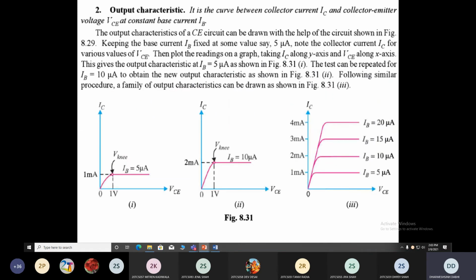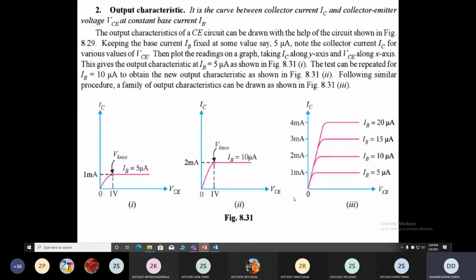So let's check this characteristic here. You can see that it is the same as the output characteristic in the common base configuration, but with just one change. Draw the characteristic between collector to emitter voltage versus collector current for a constant value of base current. In case of common base configuration, we drew the characteristic for the constant value of emitter current. Clear? But here we draw it for the constant value of base current. Clear?